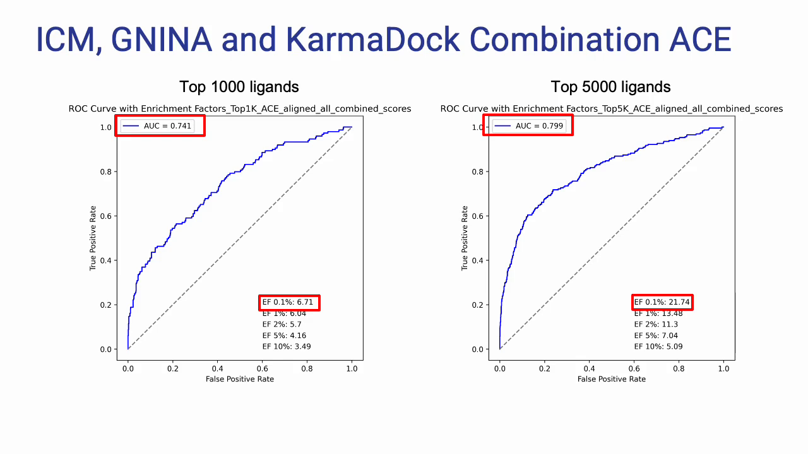For ACE, it had AUC values of 0.74 and 0.8 with EF values of 6.7 and 21.7 for the top 1,000 and top 5,000 ligands, showing decent discrimination of actives and decoys, but poor enrichment for the top 0.1%.